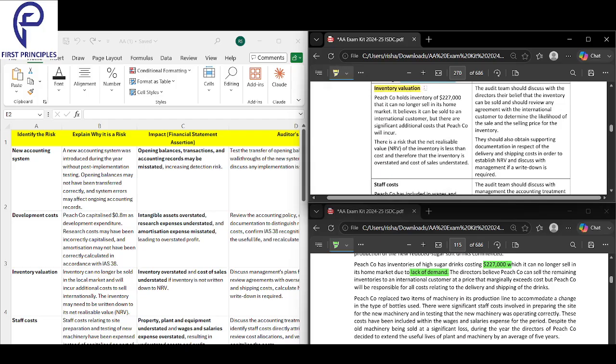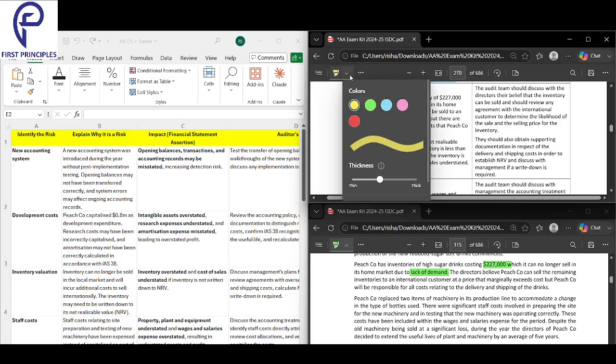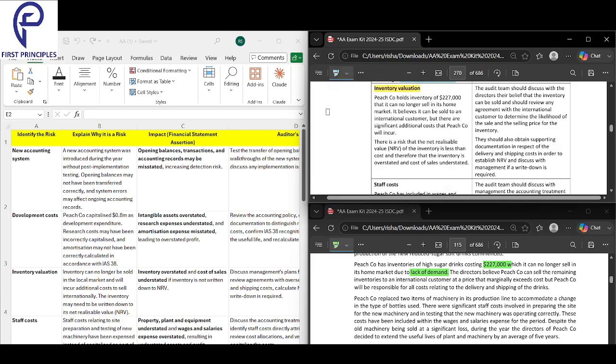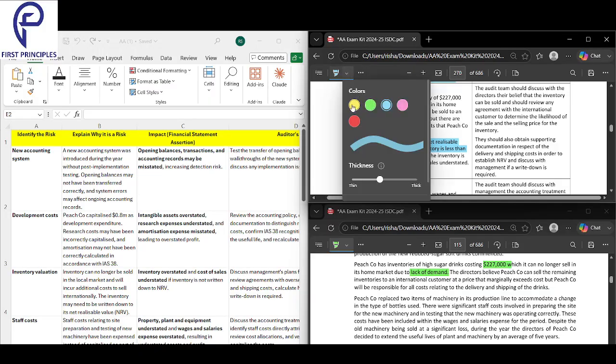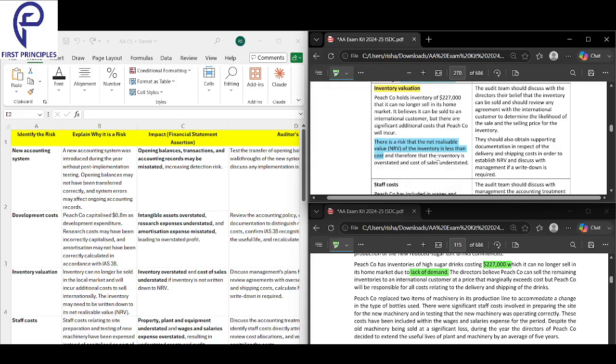Now, why is it a risk? There is a risk that the NRV is below cost. The risk is that the NRV of the inventory is less than the cost of the inventory. Why? Because demand has fallen. And if your NRV is less than cost, you have to write down your assets. But nothing has been told over here. So your inventory is overstated and cost of sales is understated.